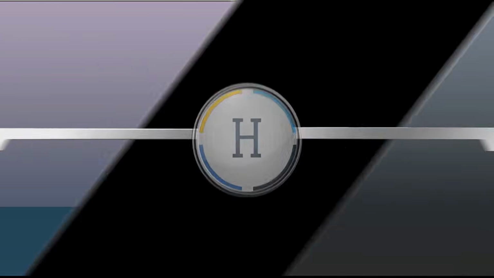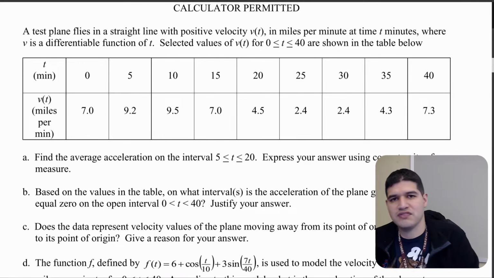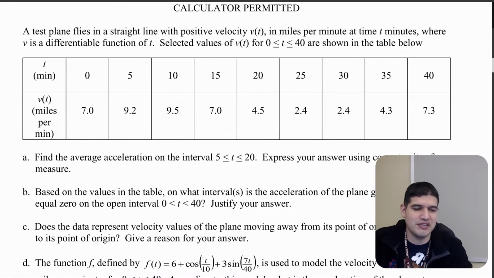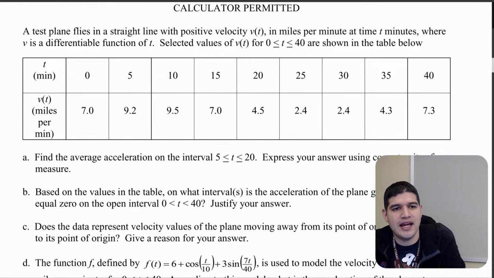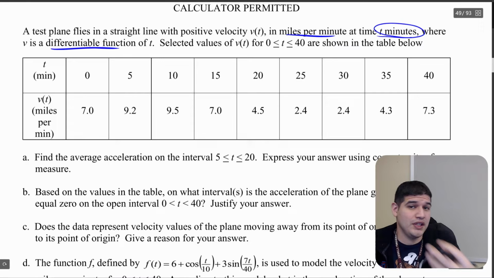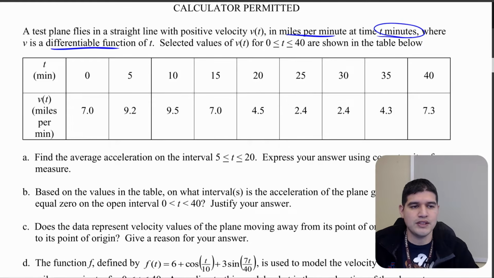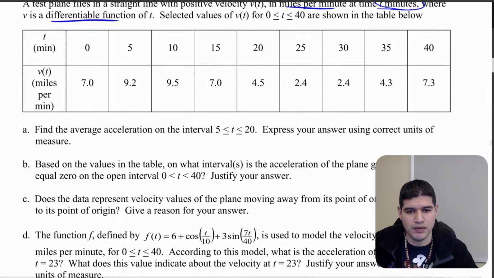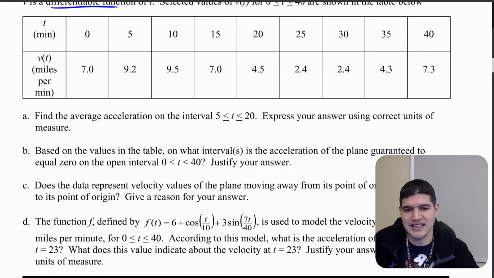All right, so we're given some information about a plane, and it's flying in a straight line, which is super convenient for our analysis. We have velocity given to us in miles per minute for every t minutes. We also know that v is a differentiable function, which might be useful in some cases to know. We're given some information in a table here, and we'll be able to answer some of these questions below. So in our first question, it says, find the average acceleration from 5 to 20. We want to make sure that we give correct units.